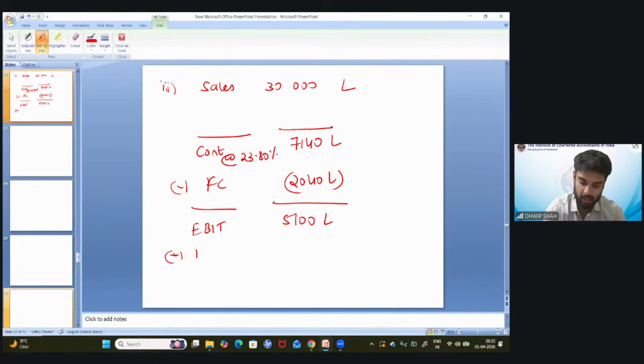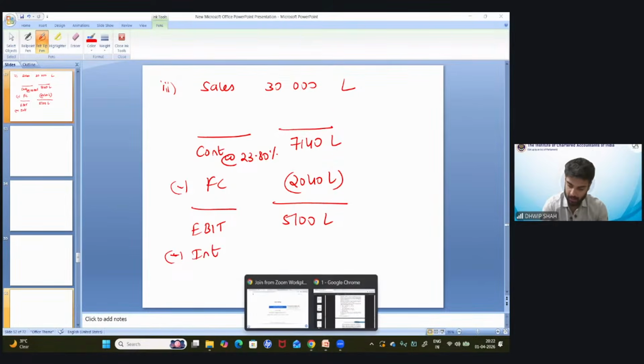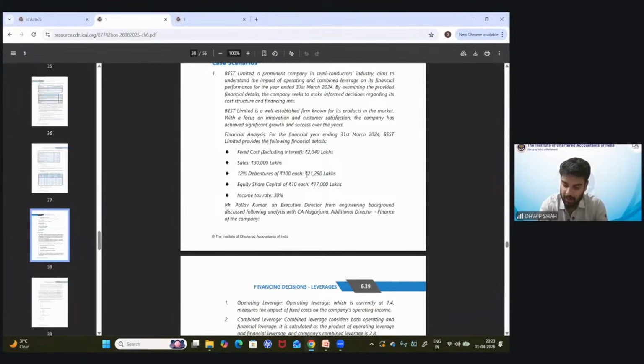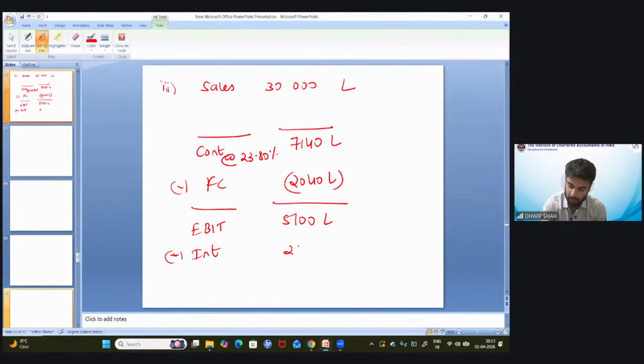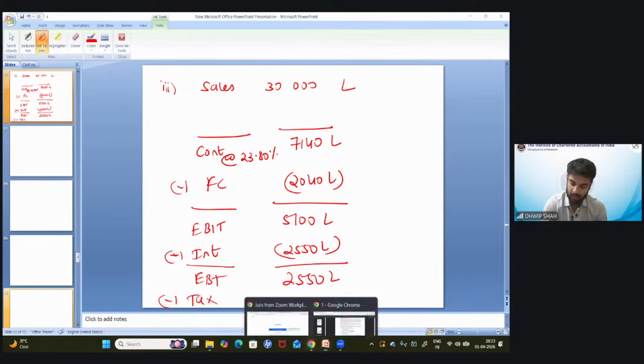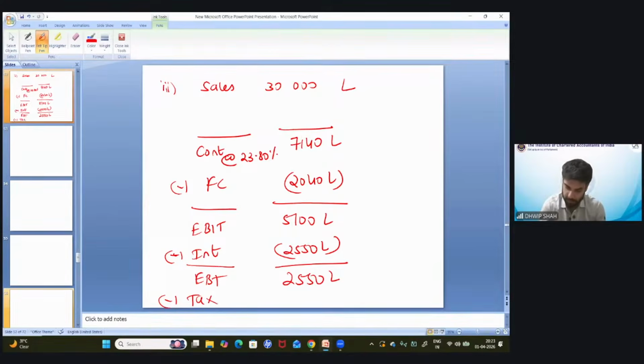5,100 lakhs. इंटरेस्ट माइनस करेंगे. इंटरेस्ट की डिटेल्स अवेलेबल है. 21,250 लाख इस डिबेंचर्स का अमाउंट, उस पे 12%, 2550 lakh. So I will get EBT 5,100 minus 2550, 2550 lakh. Tax is given at 30%. So 2550 minus 30%.